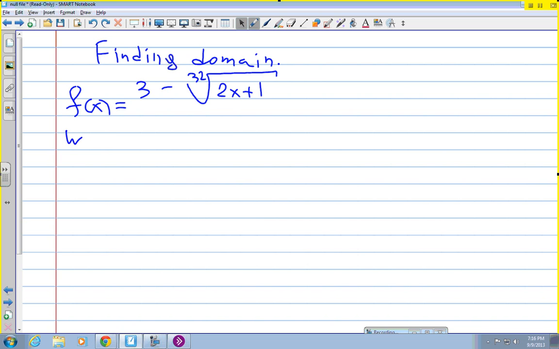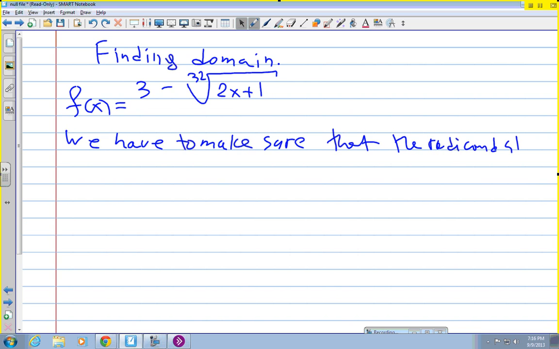So we have to make sure that the radicand stays non-negative. In other words, I'm going to take whatever's under that 32nd root. It's really irrelevant what number it is as long as it's even. And make it greater than or equal to 0. And then solve that inequality. The solution to this inequality will be the domain of that function. Does that make sense?